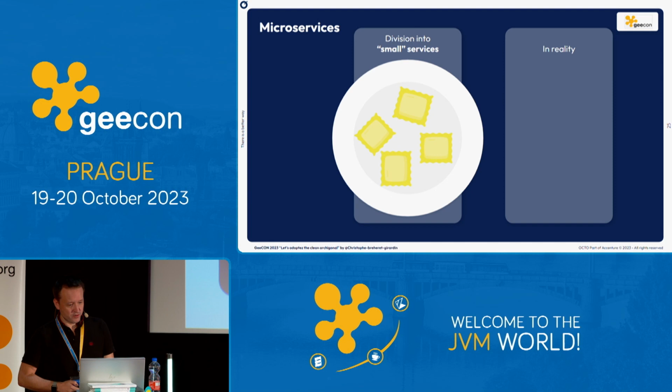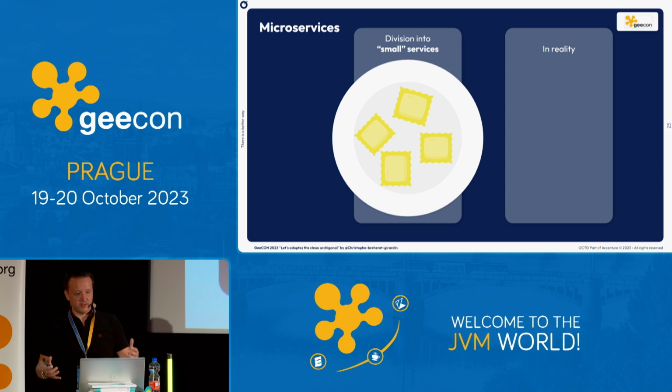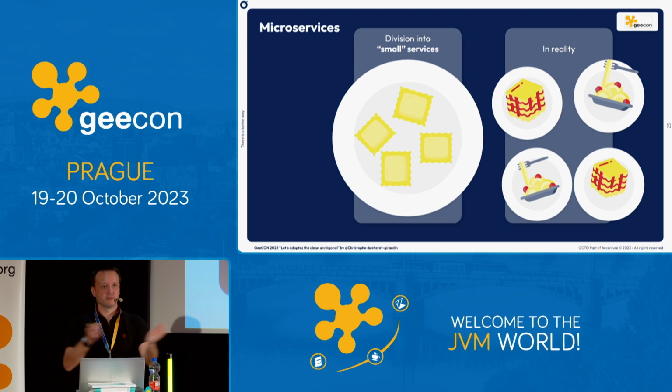So we have to divide it into small problems, and it will be better. But if you don't know how to divide a big problem in a monolith, do you think if you're doing microservices with a network, it will be better? No. You are going to do a small lasagna, small spaghetti, small lasagna, small spaghetti with a network, with a spaghetti in the middle.